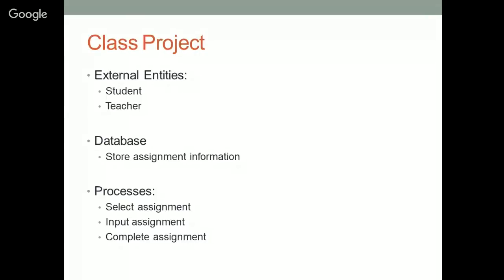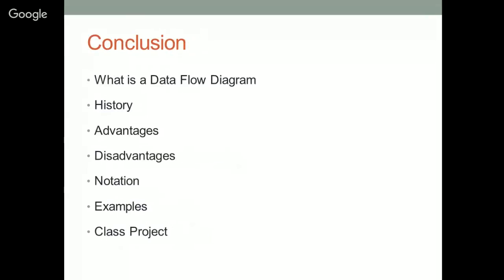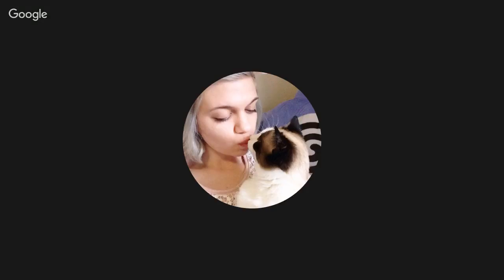And the data flow diagram could help visually represent all of this information and make a good blueprint for what we are doing. So thank you all for listening. Just in conclusion, we covered what a data flow diagram is, just a little bit of the history, some of the advantages and disadvantages, the two types of notation, a couple examples of data flow diagrams, and how it could relate to our class project. All right, thank you.